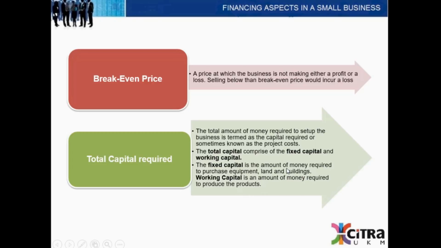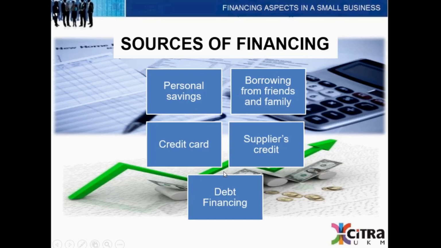And the total capital comprises of the fixed capital and the working capital. The fixed capital is the amount of money required to purchase equipment, land and buildings, while the working capital is the amount of money required to produce the product. Those two will make up your total capital.